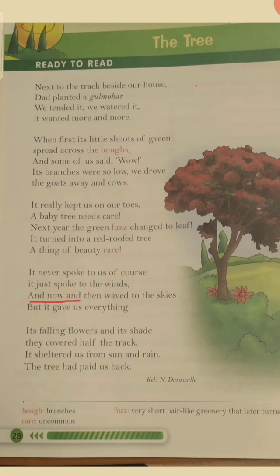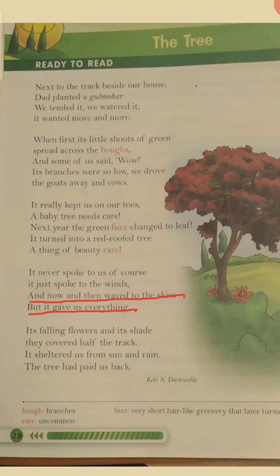And now and then waved to the skies, but it gave us everything. It never talks to the family members, it talks only with the wind, and sometimes it waves to the skies. The speaker says that sometimes that tree waves. Waves means to move the hand. It waves to the sky.